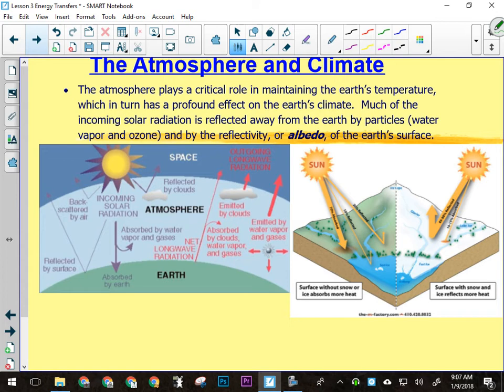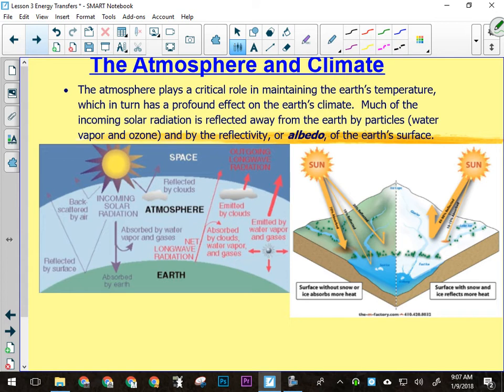All right, so the atmosphere plays this critical role in maintaining the Earth's temperature. It's essentially a big insulator that keeps energy from escaping into space. Does some energy escape into space? Of course. If it didn't, if it all got trapped, Earth would not be the very nice place that it is. It would be more like what? It would be more like Venus.